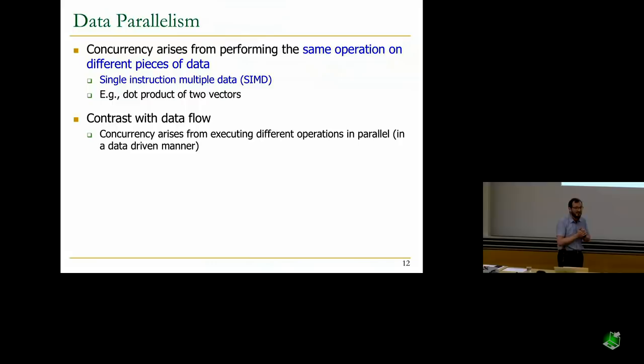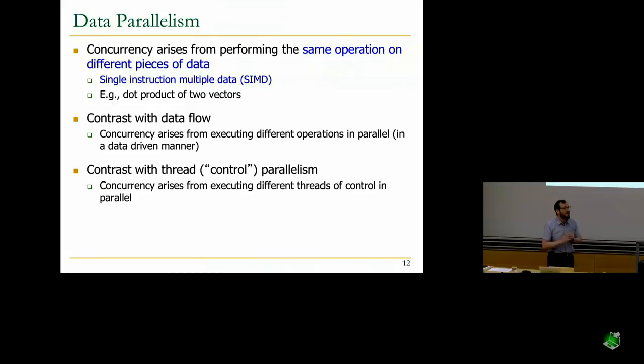Okay? And contrast this with thread or control parallelism. If you have multiple threads, concurrency arises from executing different threads of control in parallel. And these threads could be doing completely different things, right? They could be doing the same thing, but they could be doing completely different things also. And a fine-grained multi-threaded machine exploits that parallelism to improve throughput of the processor.